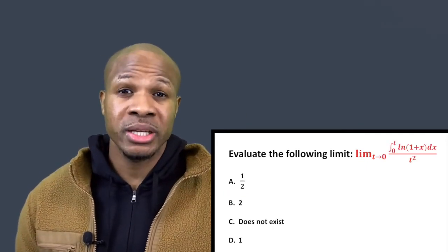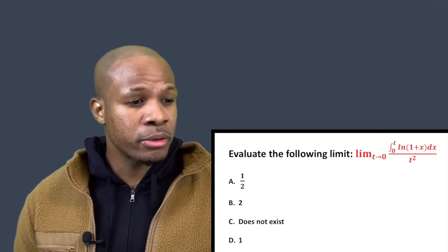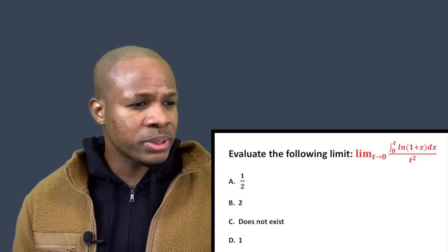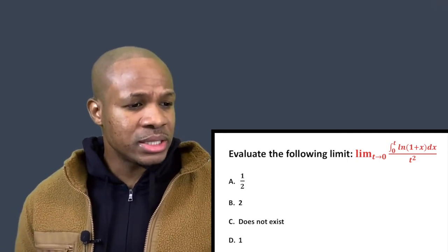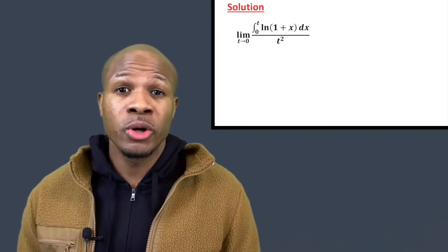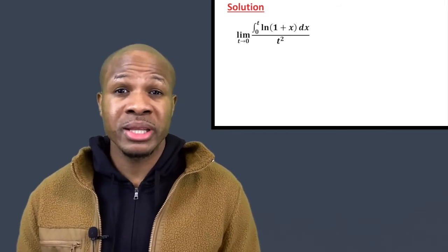Okay, question 3 says, evaluate the following limit. The limit as t goes to 0 of the integral from 0 to t of natural log of 1 plus x dx, divided by t squared. So up top we have an integral, and on the bottom we have t squared. With a problem like this, the first thing I would think to do is evaluate that integral so it's written as a function.